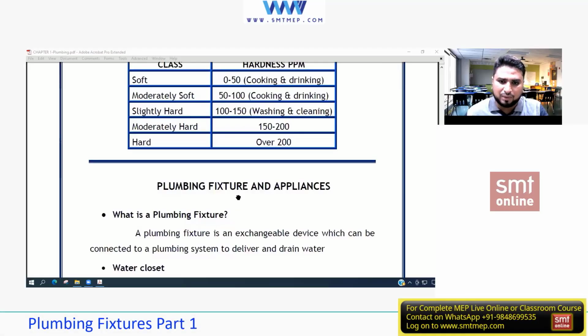So now plumbing fixture and appliances. We'll be seeing the plumbing fixture. Like I said from day one, I showed you a picture where a kid was collecting water from a laboratory and a WC was behind it. I said that both are plumbing fixtures, isn't it? But what exactly, in technical manner, is a plumbing fixture?